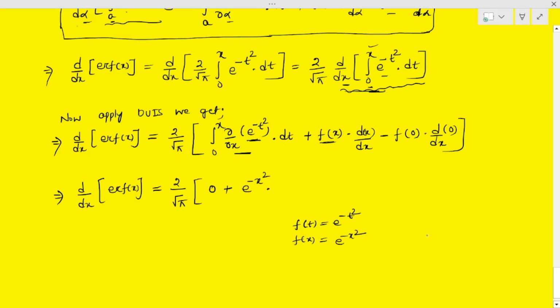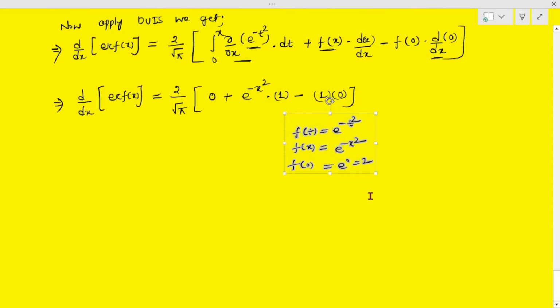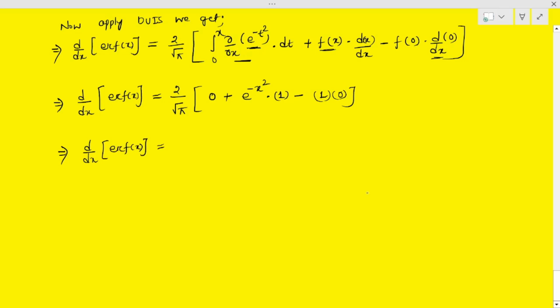And the differentiation of x with respect to x will be 1, and this value f of 0, here we get e to the 0 equal to 1, but d by dx of 0 is nothing but 0, right? So finally, the differentiation of the error function will be equal to 2 by root pi into e to the power minus x square. Okay, so this will be the answer.